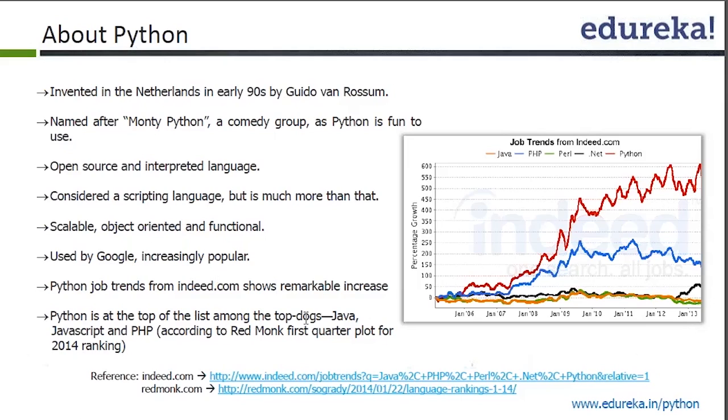Python is at the top of the list among the top dogs: Java, JavaScript, PHP, according to the RedMonk first quarter plot for 2014 ranking. And it's not just that, Python is still upcoming. Many companies are still trying to implement Python. It was invented in the early 90s, so it's been in existence for almost 25 years, right? So it's been in the industry for quite some time, but it's gaining popularity right now, and there's a lot of demand for it. I can see a lot of requirements coming in for Python these days.